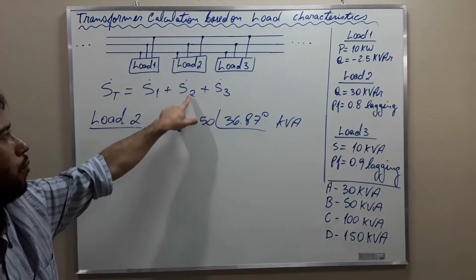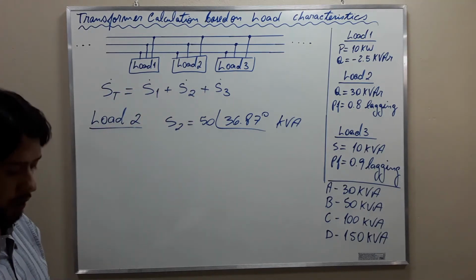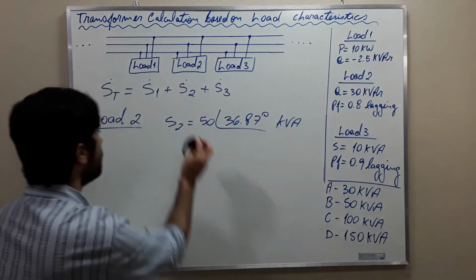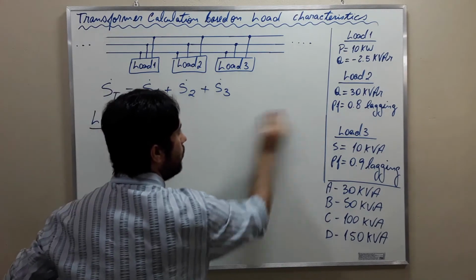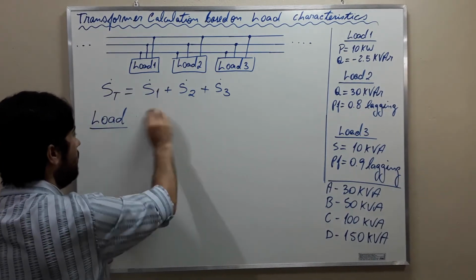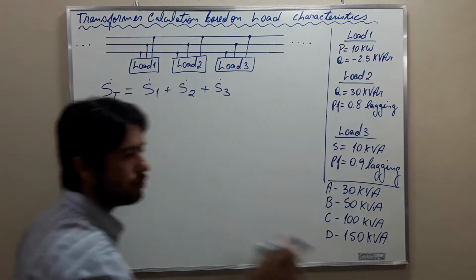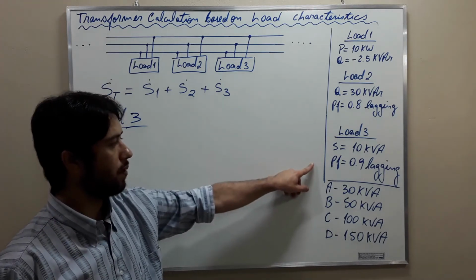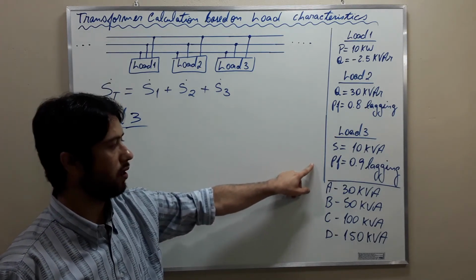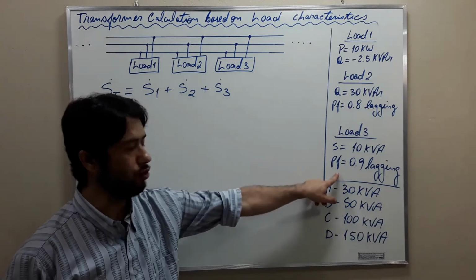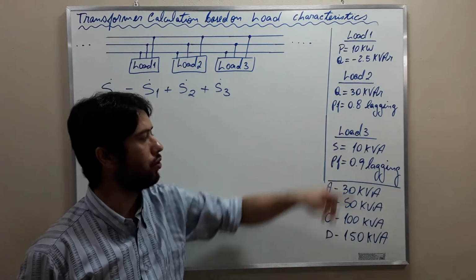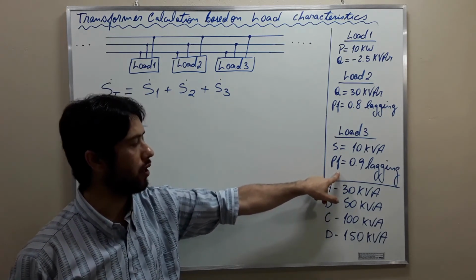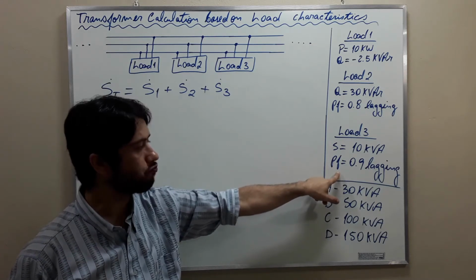We have calculated the apparent power and the complex power of load 1. We have calculated the complex power of load 2. Now we need to calculate the complex power of load 3. Let's do it. Can you see how easy it is? Okay, now we are going to calculate the complex power of load 3. What did the problem give us? The problem gave us this. Okay, very simple. We need to do what we did for load 2, and we are going to use the power factor.